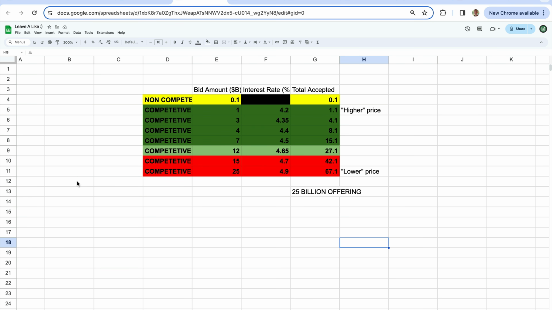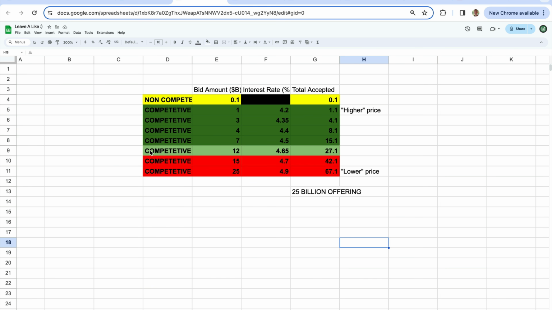Now, when the actual auction happens, this is sort of how it would work. It starts off with the non-competitive bidders getting a guaranteed spot. Once they place their order, they guarantee that they are going to purchase the bond. The question then becomes what exactly their rate will be, because you might remember that they do not get to choose their interest rate, as indicated by the black box. In this case, let's say there is $100 million worth of non-competitive bidders offering to purchase these bonds.